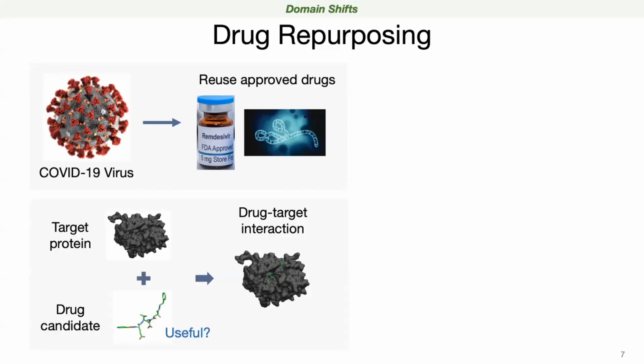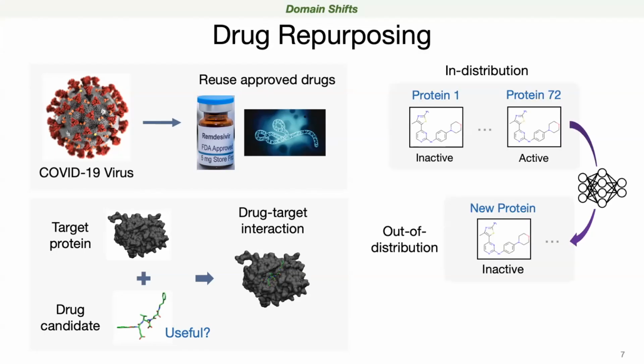To reformulate this drug repurposing as a machine learning problem, basically each virus is associated with one target protein, and we have a bunch of drug candidates. We would like to judge whether one drug candidate is useful or not by doing drug-target interaction activity prediction, to see whether one drug candidate is active or not. But for a new protein, for the new virus, we do not have sufficient examples or even any labeled examples to train a good model.